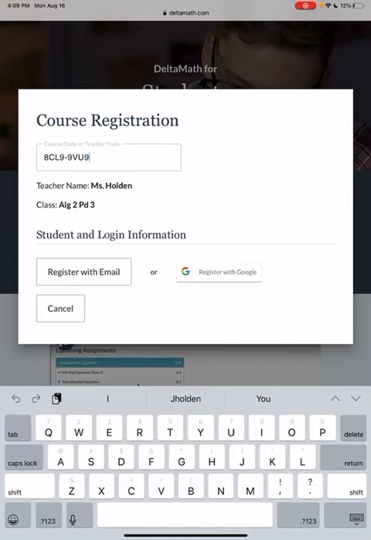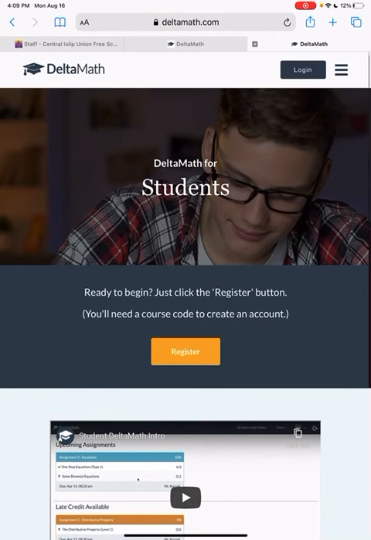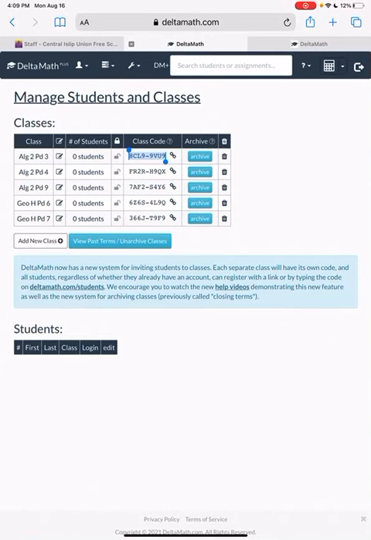You don't have to use a school email. You can use a regular email. If you did Delta Math last year, you can use that same email. Okay. If you haven't used Delta Math before, I just want to show you how to use some of the features on it.